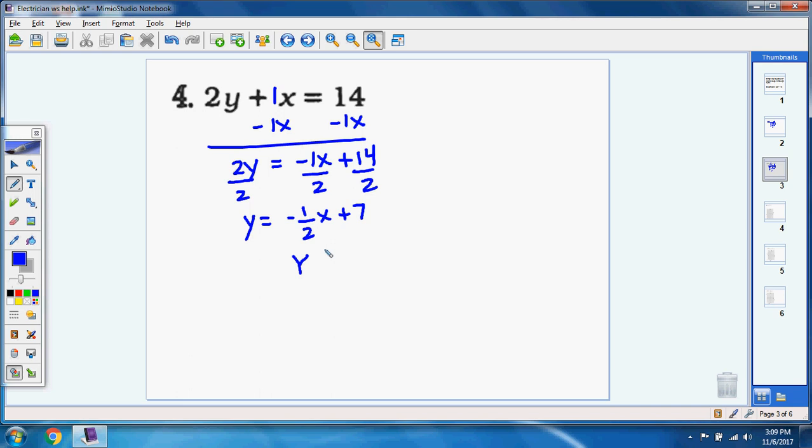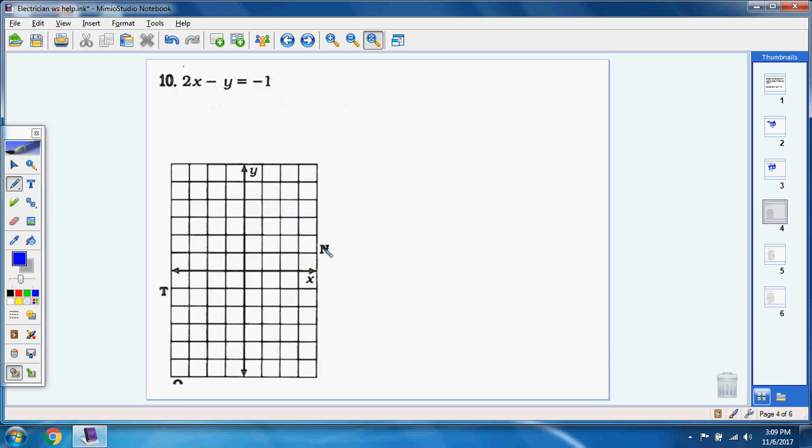All right, let's look at number 10. Again, not enough room to do all the solving, so you can do solving on a separate piece of paper or on the back of the worksheet, and then we'll come back to graph it here. Notice how you're going to graph number 10 and 12 on the same grid. All right, so let's see here. I'll just bring it to the side like probably you're going to be doing. 2x subtract 1y equals negative 1. Move the x.